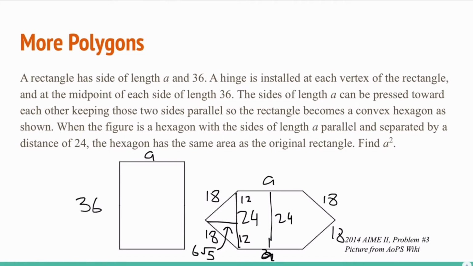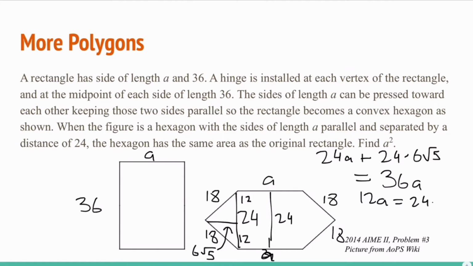So we can just use the area formula since the areas are equal. We get that 24a plus 24 times 6 root 5 over 2 times 2, which is just 1, is equal to 36a. So we get that 12a equals 24 times 6 root 5, or a is equal to 12 root 5. And for our answer for a squared, we get that a squared is equal to 720.